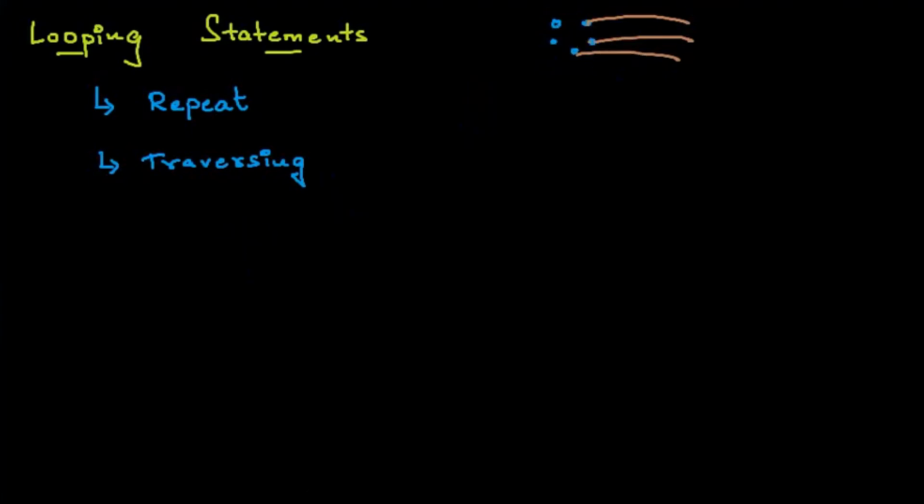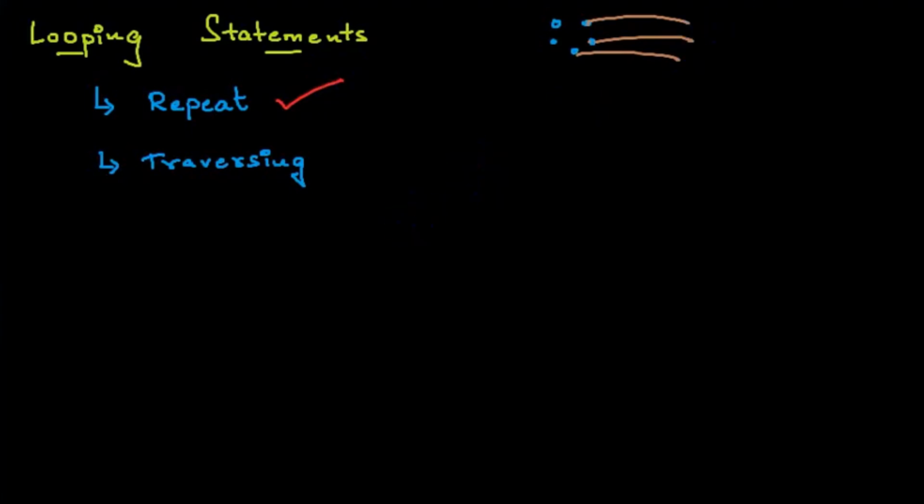So what is the job of looping statements, guys? With the help of looping statements, we can repeat, or whenever there is redundancy involved, we make use of looping statements. Loop means repeat. Traversing purpose means there is a hell of a lot of data here. I need to traverse it one by one. For that scenario, I make use of looping statements.